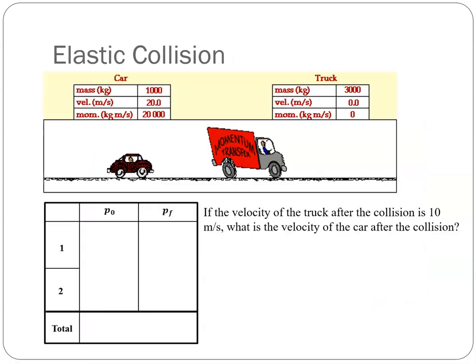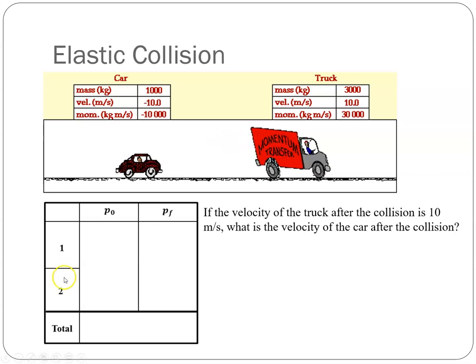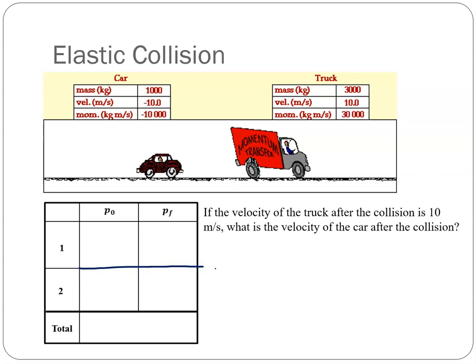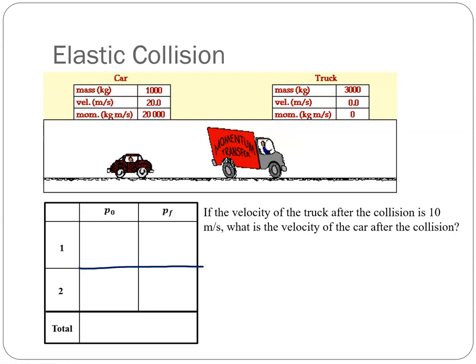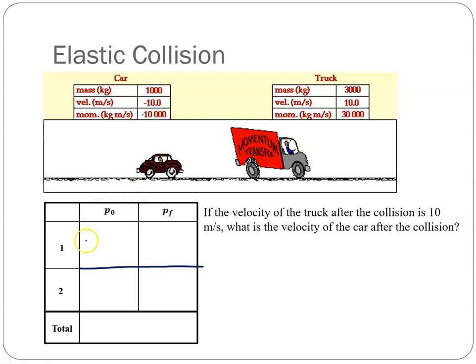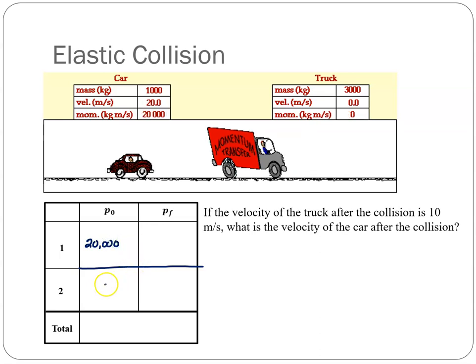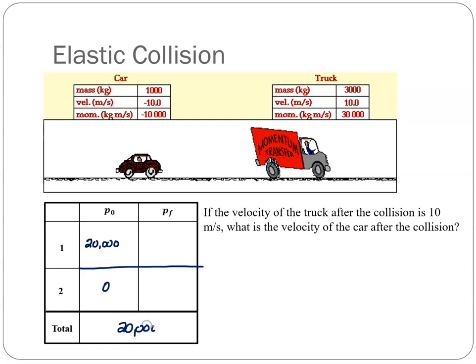So here we have our car and truck again, and this time when they collide, they bounce off of each other. Using the momentum box, we are going to have 2 objects both before and after the collision. Again, we're going to put our momentums in the momentum box. The car again is starting with 20,000. The truck is starting with 0. And so our total momentum in the beginning is 20,000.